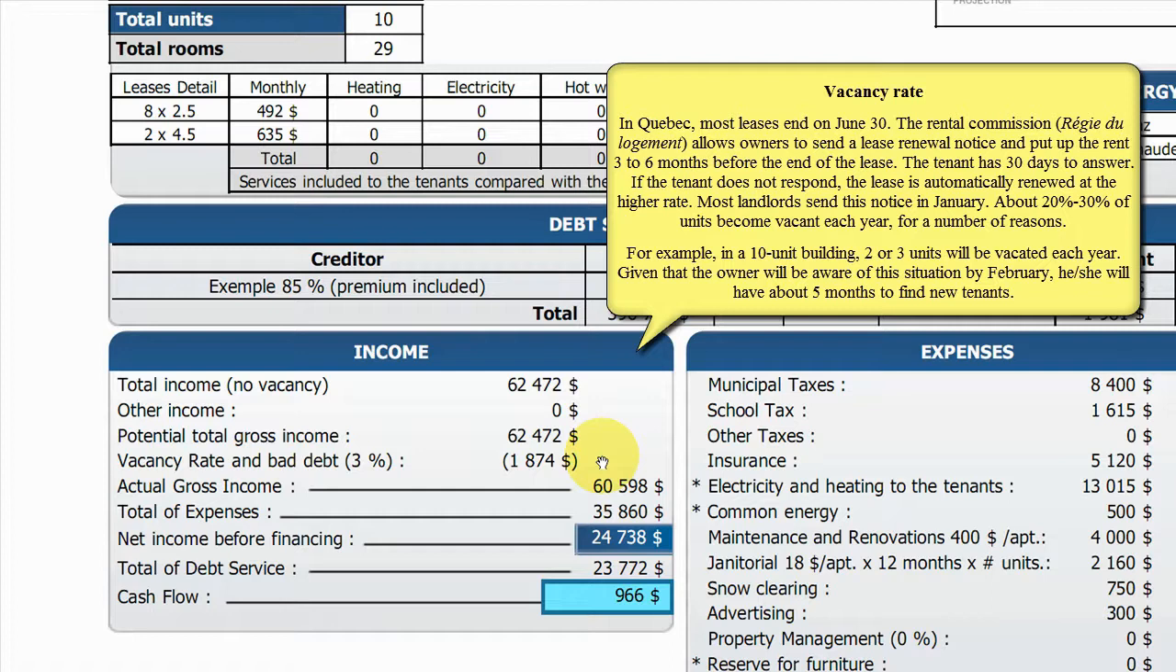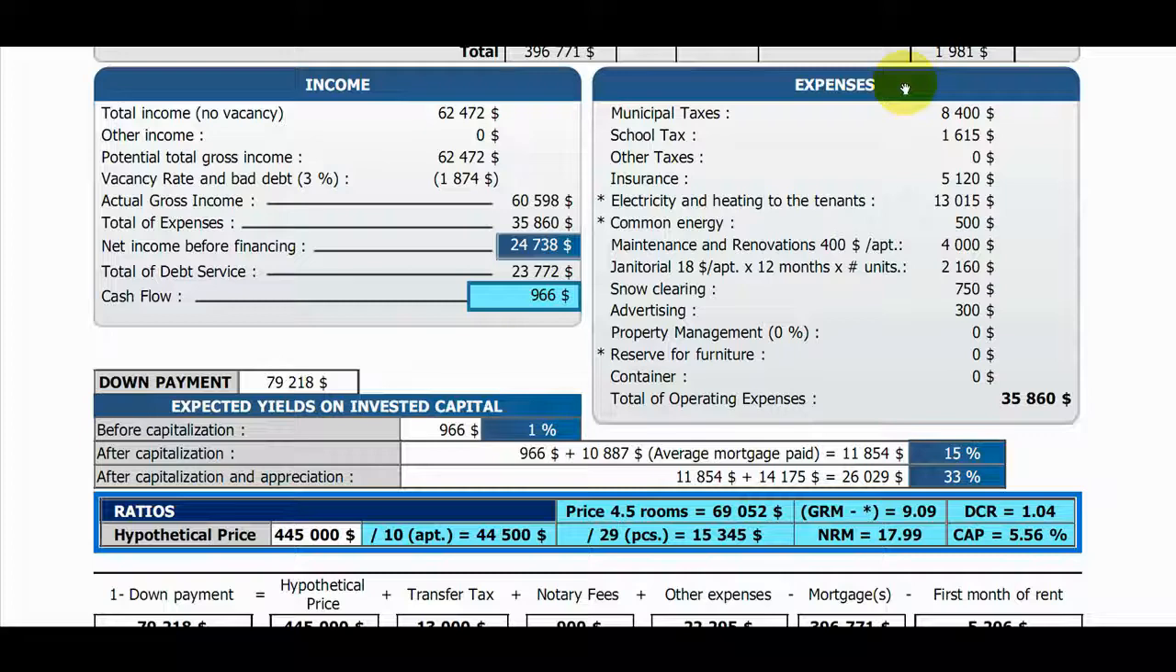About 20 to 30% of units become vacant each year for a number of reasons. For example, in a 10-unit building, 2 or 3 units will be vacated each year. Given that the owner will be aware of this situation by February, he or she will have about 5 months to find new tenants.